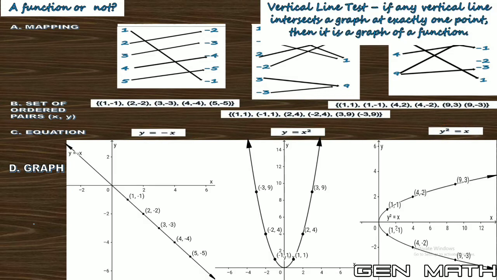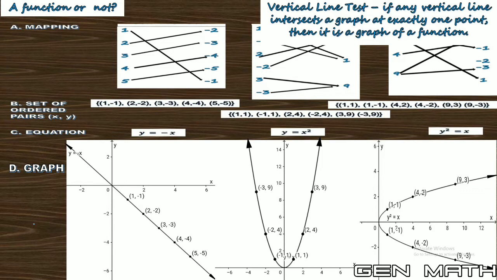If the given is a graph, we have the vertical line test, wherein you draw a vertical line anywhere in the graph, and if it crosses the graph at exactly one point, then it is a function. But if it crosses the graph more than once, then it is a mere relation.